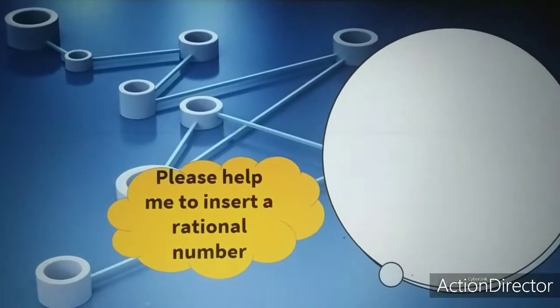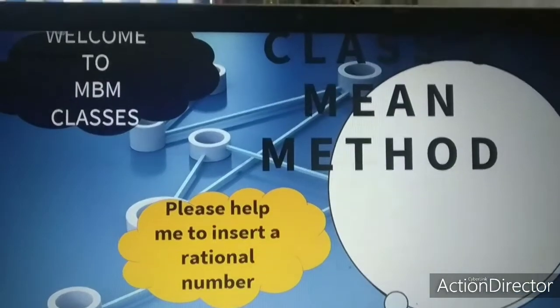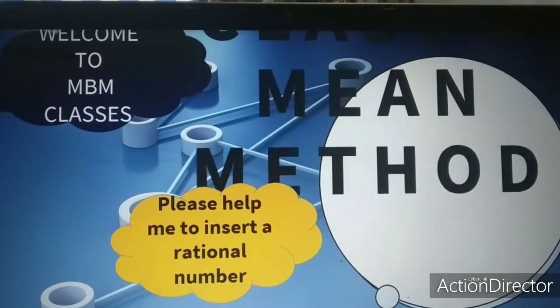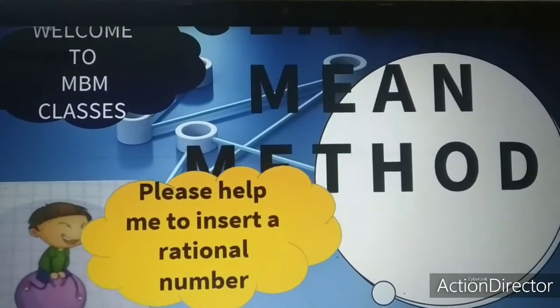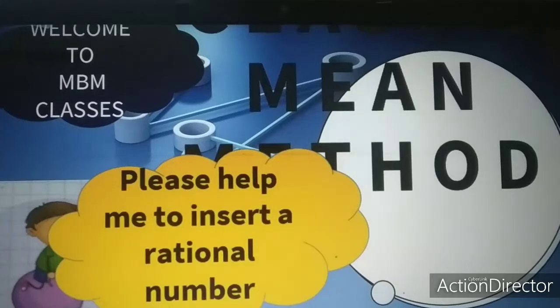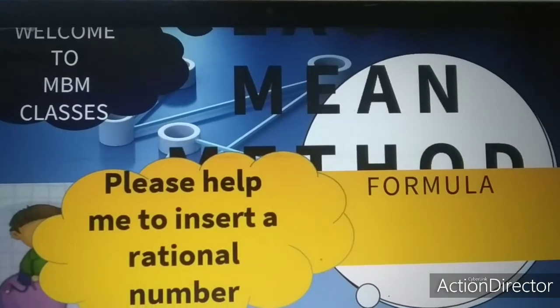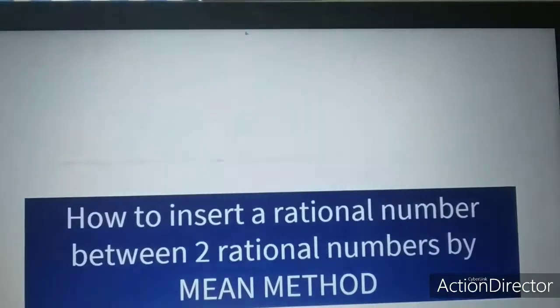Good morning, children. Today, let us see the mean method of inserting a rational number. So, what is the formula? It's half of A plus B.